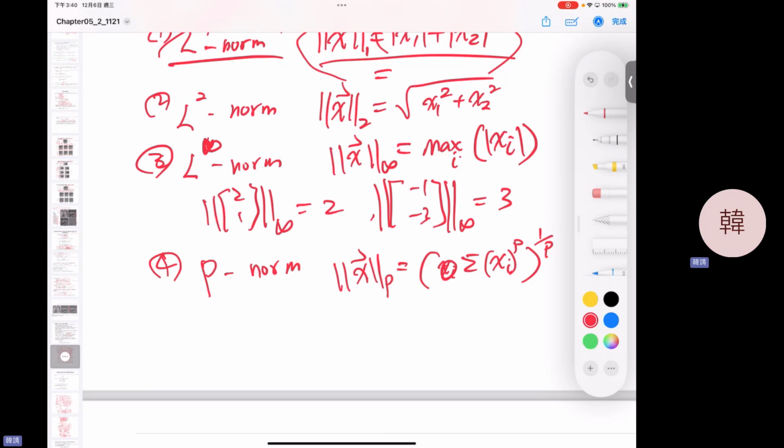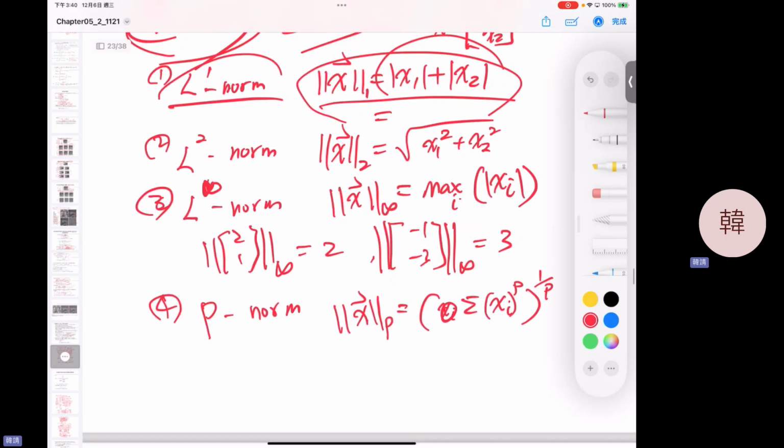Okay, it's called the P-norm. It's the general case, but I think most of the time we use the L1 norm or the L2 norm. So in AI, for every machine learning algorithm, you need to know the norm operation there. So now you can compare.